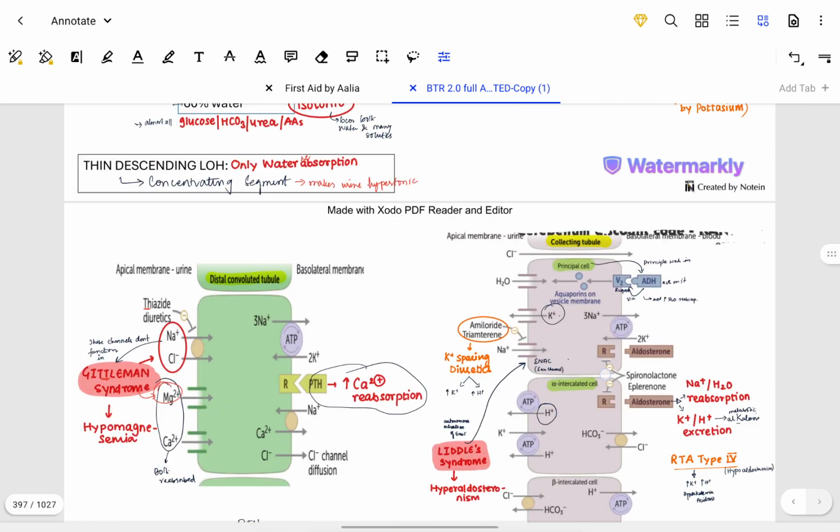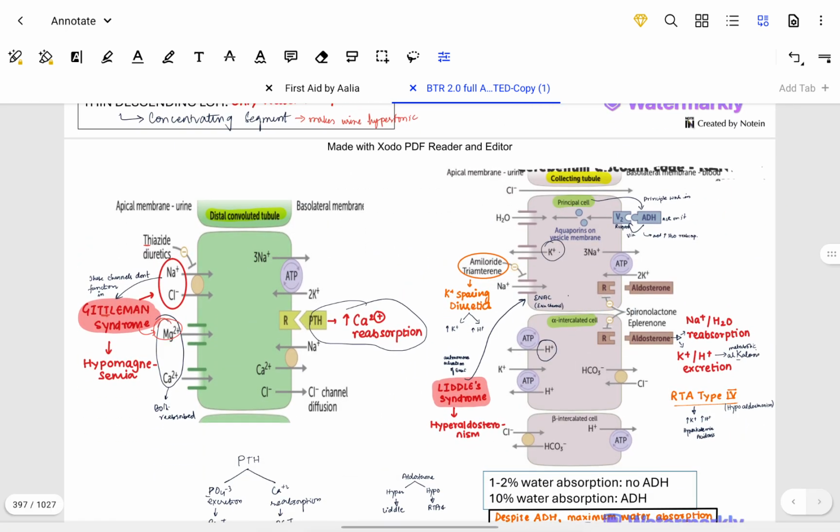Finally, the last part, which is the collecting tubule. Now you see here chloride, the paracellular transport is happening in case of chloride here. So what's the function of collecting cells? We have three types of cells in the collecting tubule. We have principal cell, alpha intercalated cell, and beta intercalated cell.